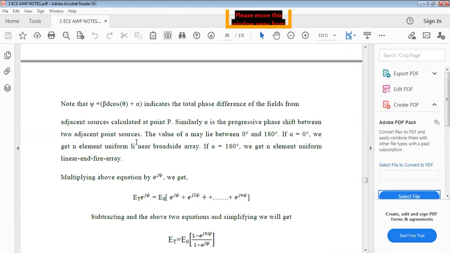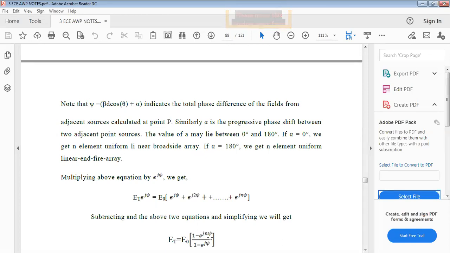Understand, this derivation contains 3 main steps. First step is expressing the resultant field strength of each antenna element, second step is multiplying with e power j psi, and third step is subtracting this expression from equation 1, the above expression. Then we get the expression Et equal to E naught into e power j n psi by e power j psi.